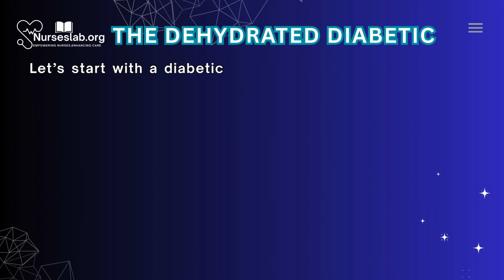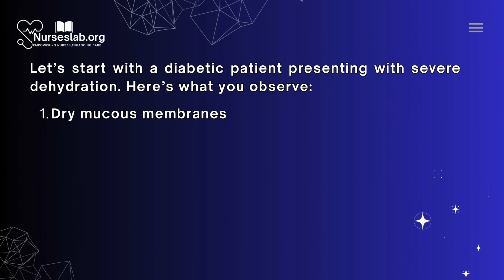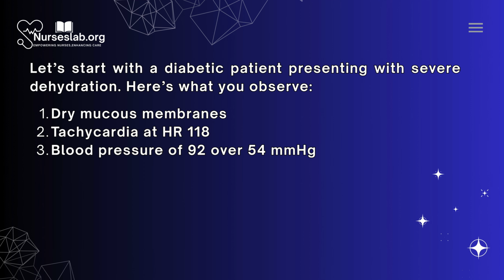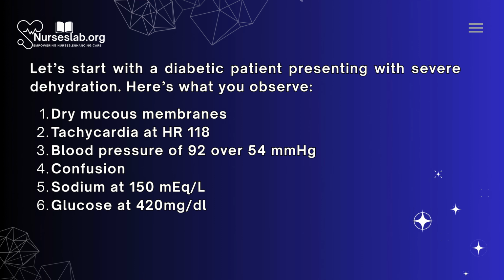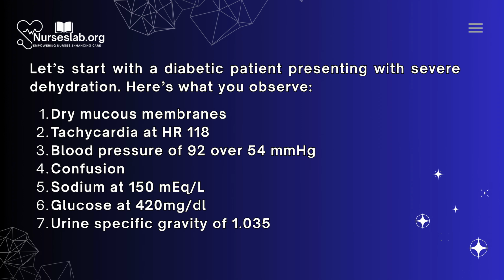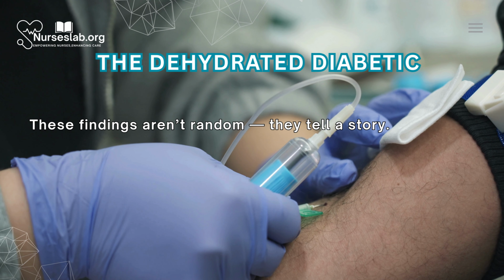Let's start with a diabetic patient presenting with severe dehydration. Here's what you observe: dry mucous membranes, tachycardia, heart rate at 118, blood pressure of 92/54 millimeters of mercury, confusion, sodium at 150 milliequivalents per liter, glucose at 420 milligrams per deciliter, urine-specific gravity of 1.035. These findings aren't random, they tell a story.